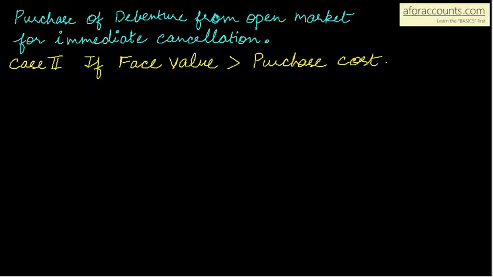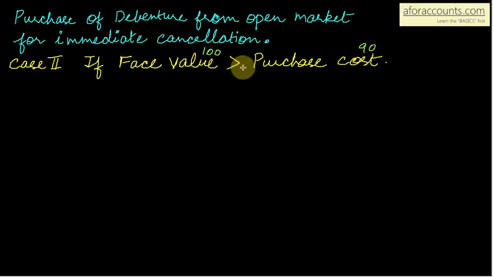Under the topic Purchase of Debentures from Open Market for Immediate Cancellation, we are now understanding case number 2. If the face value of the debenture is greater than the purchase cost, let's take an example. The face value of the debenture is 100 rupees and you purchased it from the open market for just 90 rupees. So 90 rupees mein wo cheez mil gayi jiski face value 100 hai. So it is nothing but gain, and we have to understand the treatment of this gain.